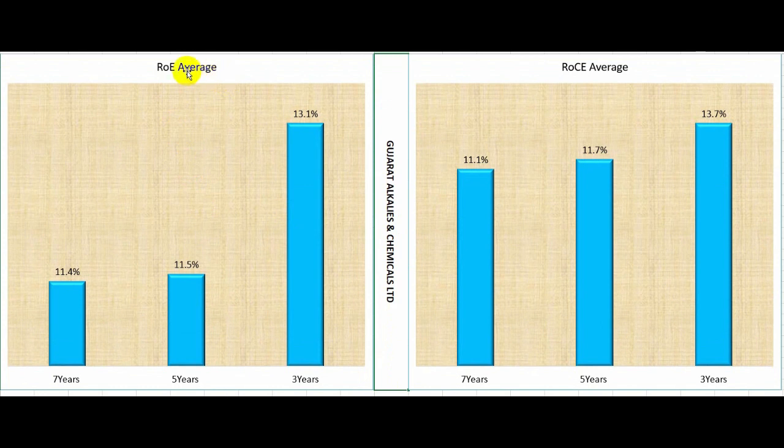Let us look at the average ROE for 7, 5 and 3 years, and average ROCE for again 7, 5 and 3 years. Return on equity over the last 3 years on average stood at around 13.1%, and return on capital employed in the last 3 years on average stood at around 13.7%. So we want the average ROE of 5 years and 3 years, and in fact ROCE as well, of both 5 and 3 years, to be above 15%. That shows us that the company is generating a healthy margin on the total capital employed and total equity employed.